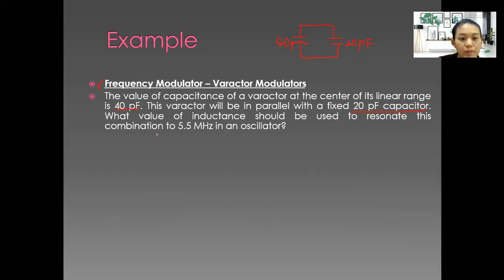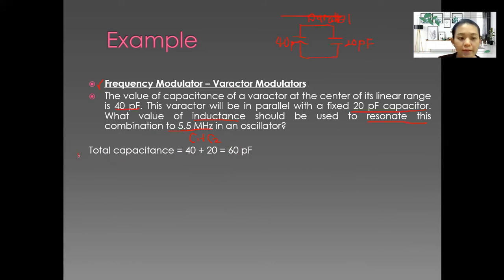Then what's the other value of inductance that should be used to resonate these combinations at 5.5 megahertz in its oscillator? How much should the inductance value be? First, we know that these capacitors are in parallel, so we use the parallel capacitor formula. Total capacitance is equal to C1 plus C2. So we have 40 plus 20 picofarad, so the total is 60 picofarad.